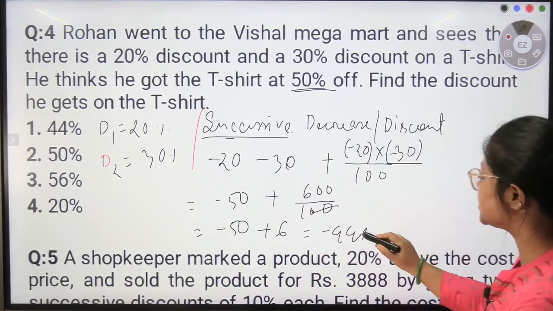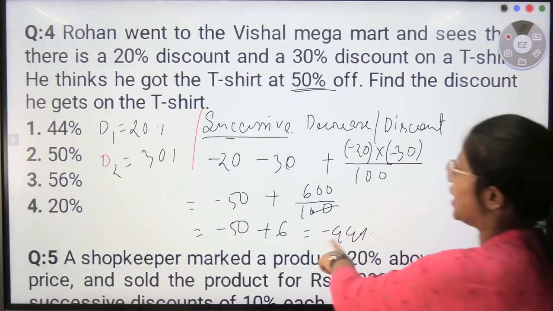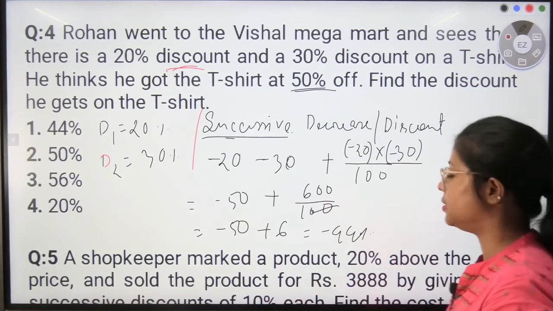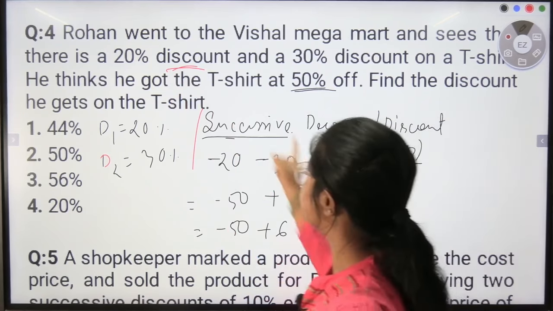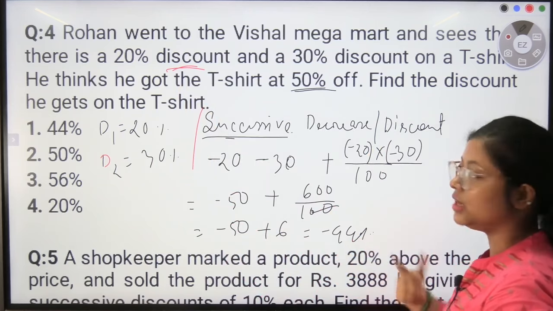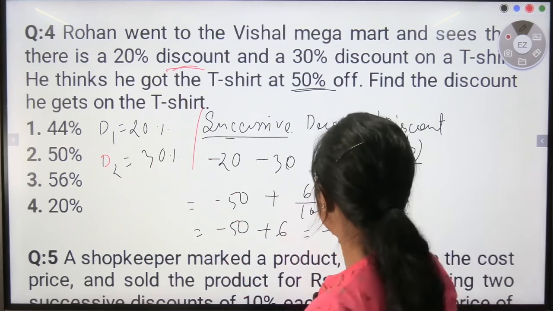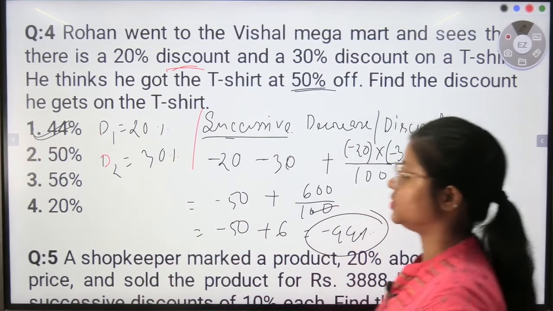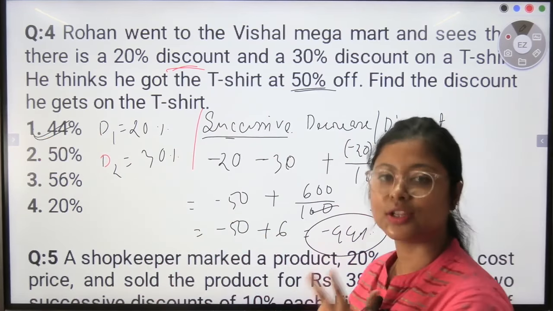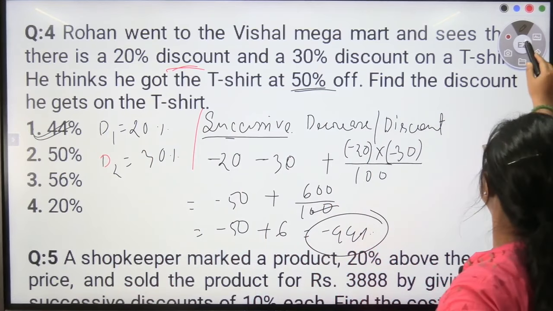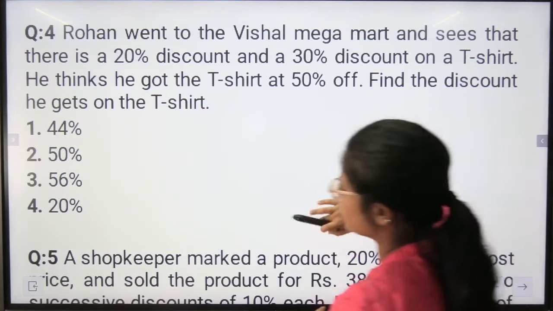And why does this minus come before? Because I am getting a discount. Because it is a discount, so I am getting minus here. So minus sign is for discount, and if I would have got plus 44, that would mean profit. So my actual discount is 44%. He is not only getting 50%, he is actually getting 44% of discount. So this is the case of successive discount.